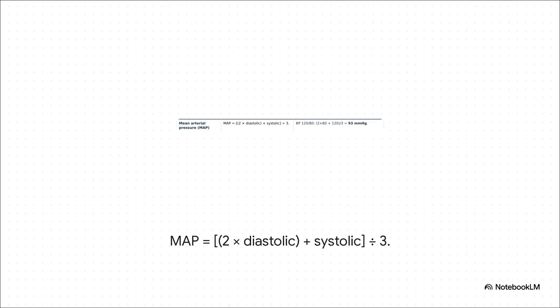The formula is 2 times the diastolic pressure plus the systolic pressure, all divided by 3. You might be wondering, why is diastolic multiplied by 2? Well, it's because the heart spends roughly twice as much time in the diastolic resting phase. Makes sense, right? So for a standard blood pressure of 120 over 80, it's 2 times 80, which is 160, plus 120, giving us 280. Divide that by 3, and your MAP is 93 millimeters of mercury.